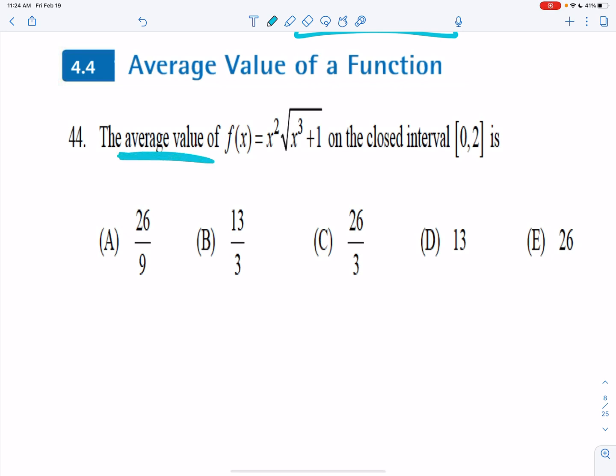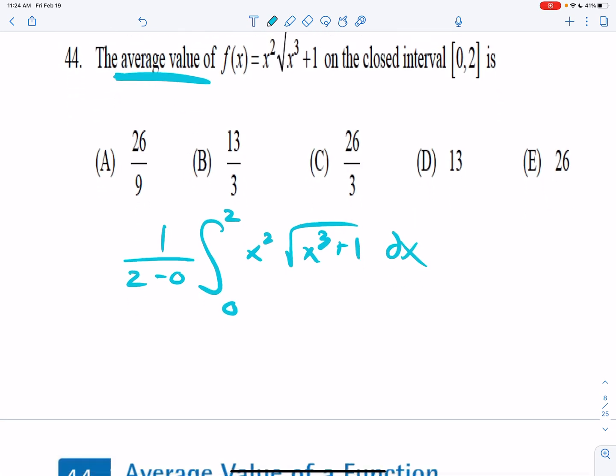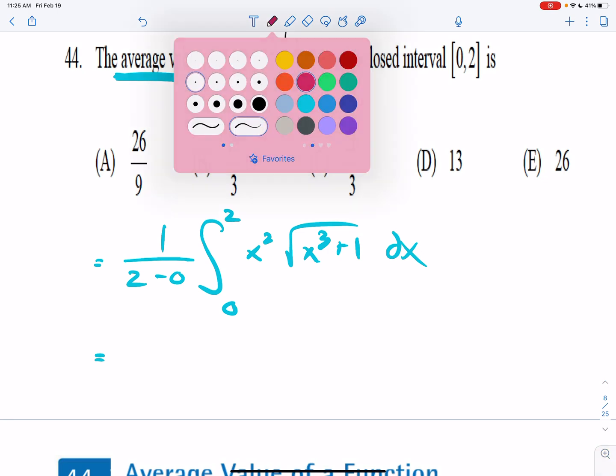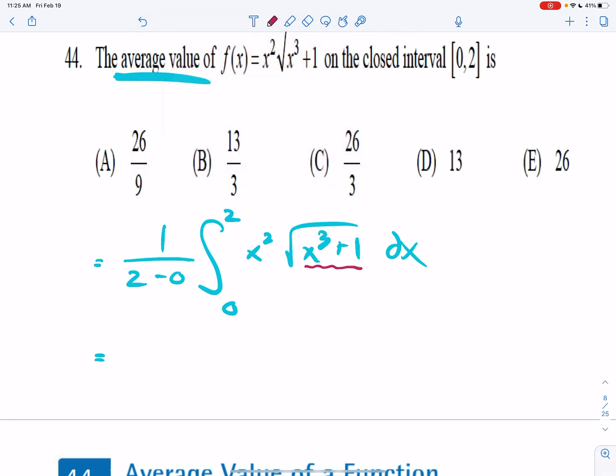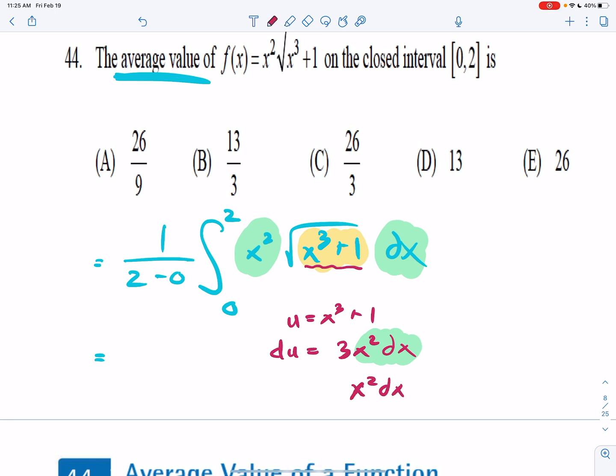Okay, so right away I see average value, so I know I have to integrate the function from 0 to 2, and to make it average, it'll be 1 over 2 minus 0 in this case. Okay? This one here, the only way to integrate that, if you guys recall, I noticed that there's a function inside of another function. So this would require me to use u substitution. So I'm going to let u equal x cubed plus 1. So du would be 3x squared dx. And I kind of have that right here, right? Almost a perfect fit. So x squared dx, if I move the 3, it'll equal 1/3 du.